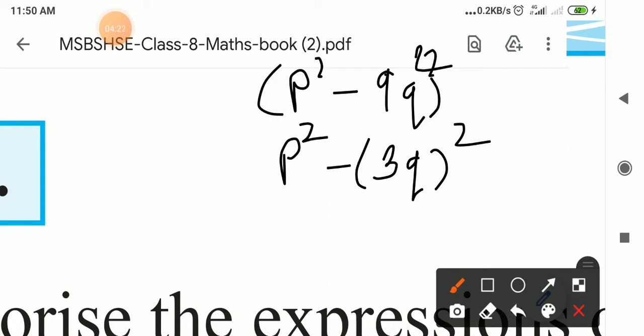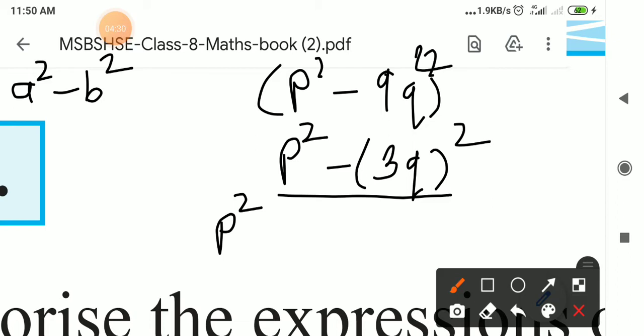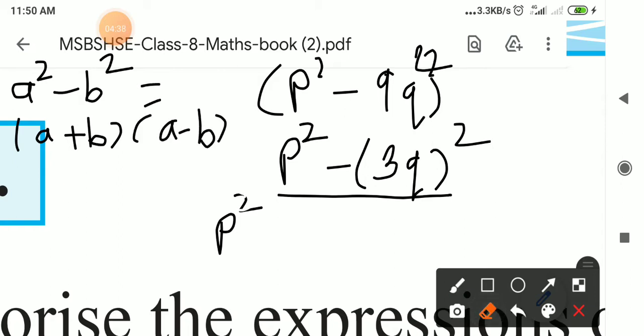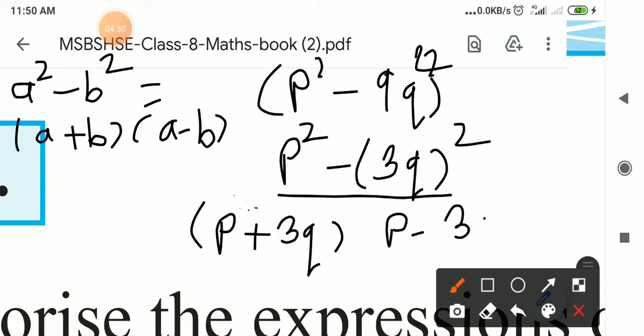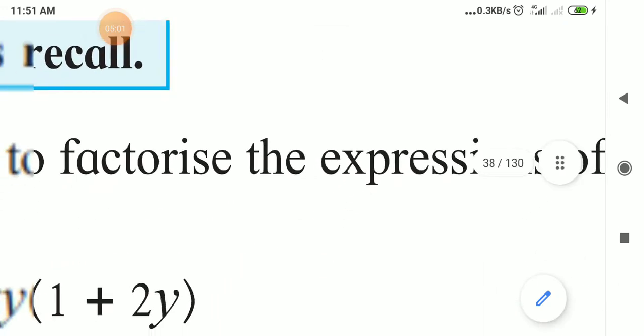Now you know this is the factorization of a square minus b square, and its factorization is a plus b and a minus b. So the same thing we have to do here. Here p square minus 3q square, its factorization is p plus 3q and p minus 3q. Clear? In this way we have to solve algebraic expressions. So let's recall these two questions we have seen.